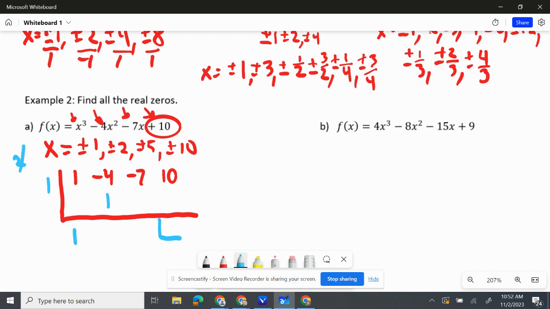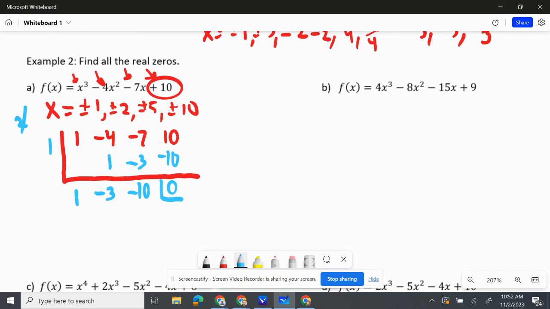1 times 1 is 1. That gives me -3. 1 times -3 is -3. That gives me -10. 1 times -10 is -10, and that gives me a 0. So that means it works. So 1 is a possible answer.